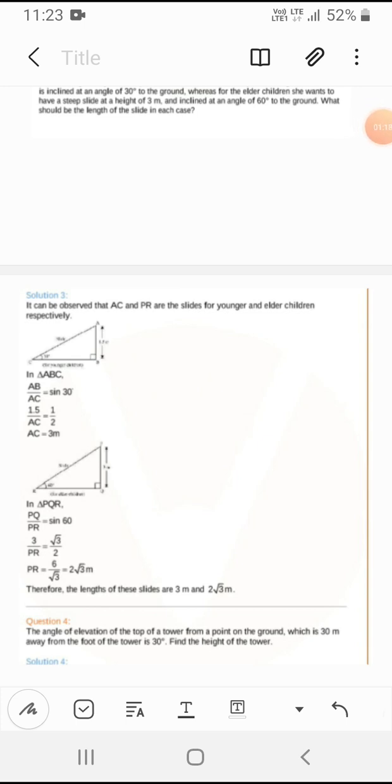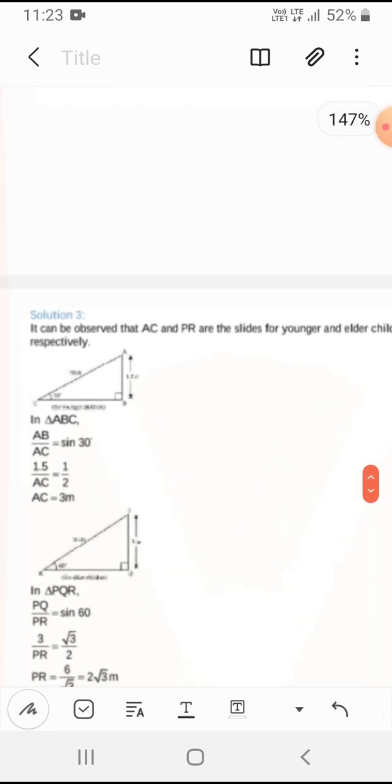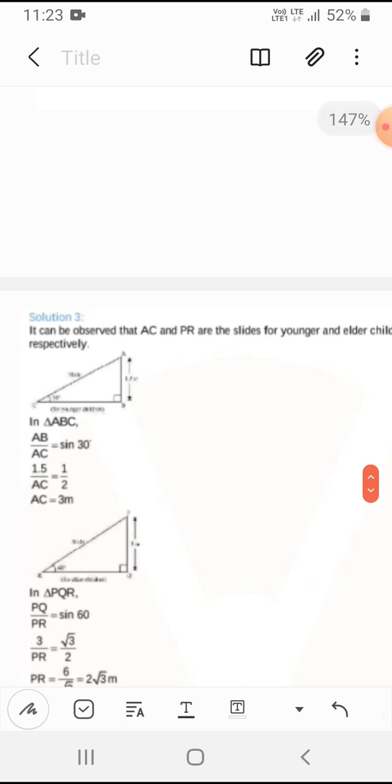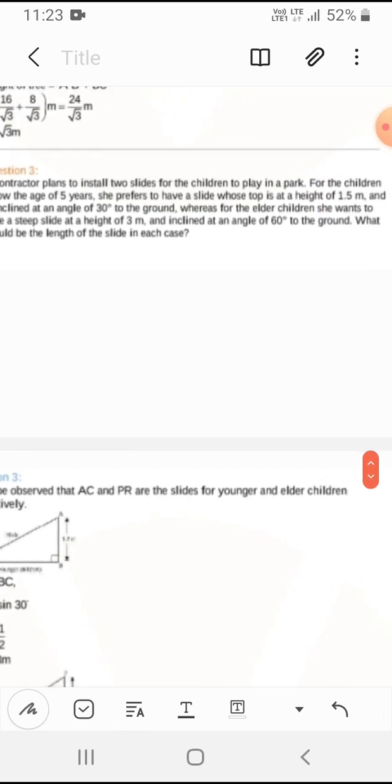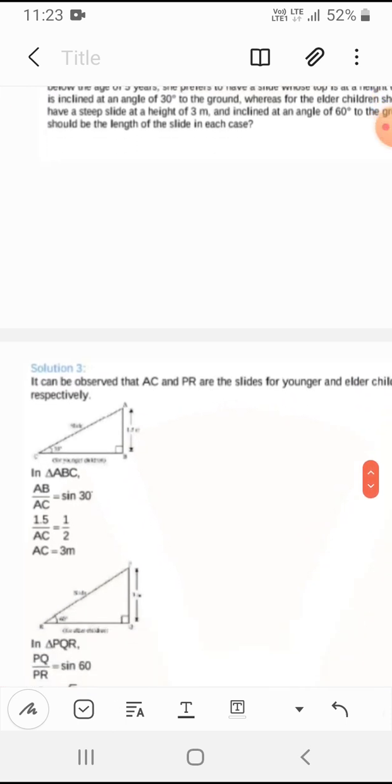One is they have given 3 centimeter for small child and elder child. So let's draw a triangle where the theta should be 30 degree, they have given, and it should be 1.5 meter height. AB should be 1.5 meter height.